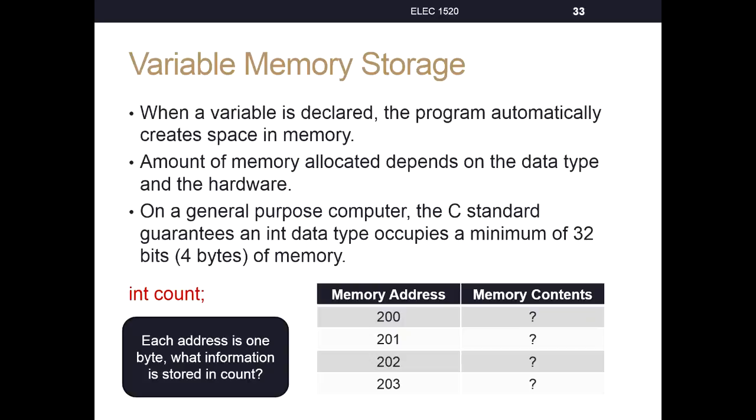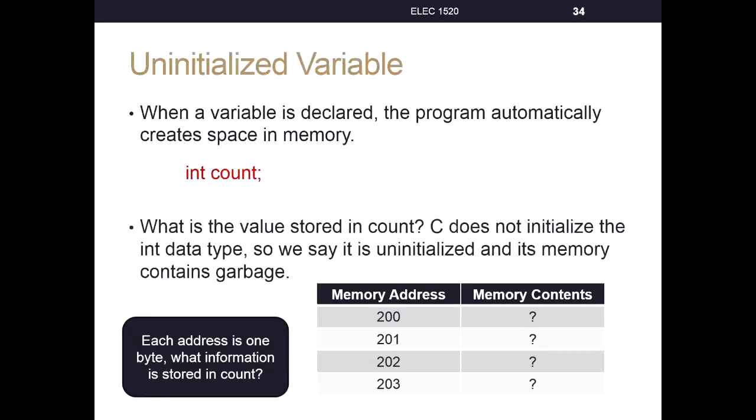All right. Now, what is stored in there? We don't know because it's not initialized. When we declare this, the data type says how much memory to reserve, 4 bytes. Count basically is associated with the memory addresses that are created for us. But we don't know what's stored there. We have garbage stored there. So it's uninitialized, meaning we have not specifically told it what to store in it.